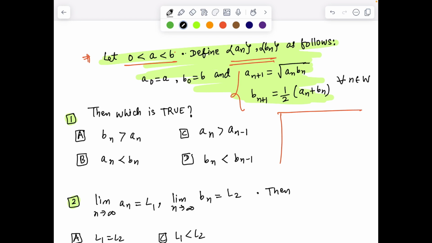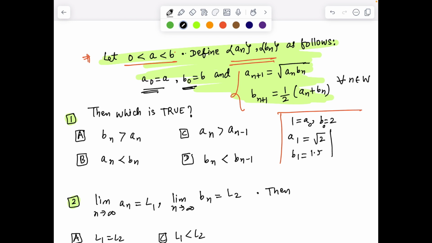Let's say I give two numbers, a is 1 and b equals 2. Clearly I can define a1, because a naught is a and b naught is b. So we have a naught as 1 and b naught as 2. So a1 according to this definition will be root 2, and similarly b1 is going to be (2 plus 1) by 2, which is 1.5.